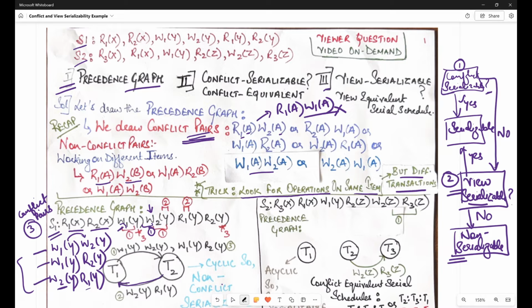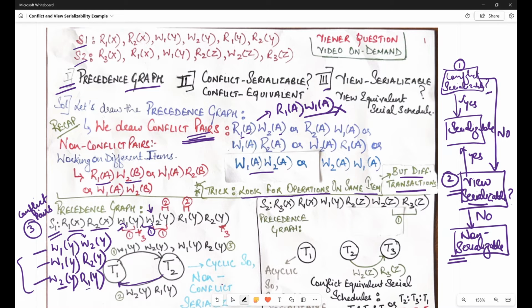Okay. So coming to the S2 schedule, in the same manner, now we'll look for conflict pairs in this schedule and we'll plot the precedence graph. So pay attention. Again, we'll start with item X. So in item X, we have what operations? If you see, we have R3X, R1X. Any further operations? No. So we have only two operations, R3X and R1X. So clearly there is no conflict pair. Why is it not a conflict pair? Because read is not a conflict pair. Although the read operation is being performed by different transactions, it is not a conflict pair.